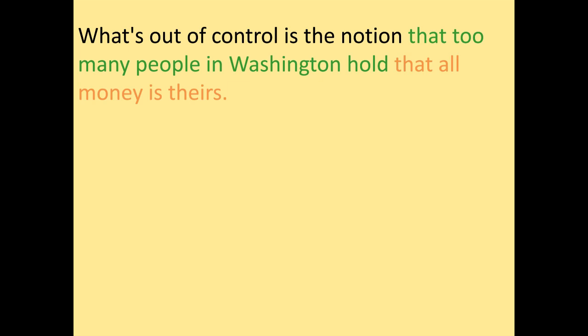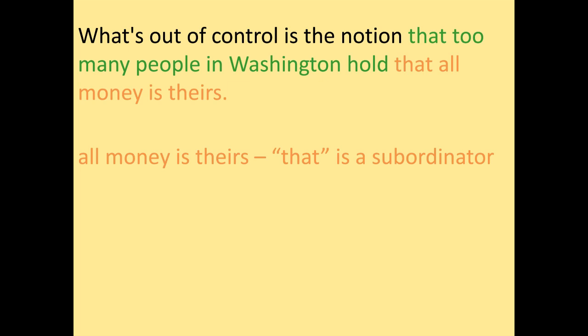However, those two clauses are of different types. The one in green is the relative clause. And how do we know that? One of the big clues is that when we say all money is theirs, we have a complete clause. We have a subject, all money, and a verb, is, and a PC, theirs. Therefore, what is the word that doing to that clause? It doesn't have a function, right? It's not the subject or the verb complement. It's not a modifier or anything, right? You know this, right? It's the subordinator.